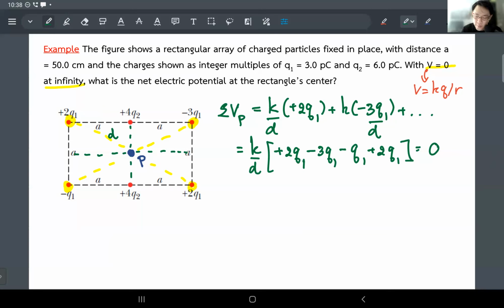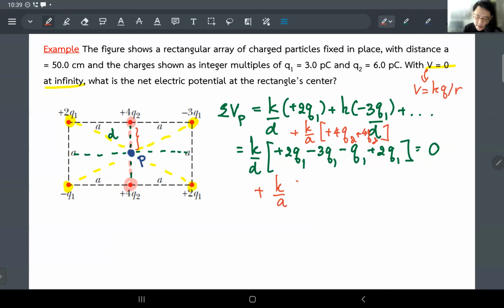But that's not all. You still have to add the contribution from the sides. So you have 2 more charges over here. And now you can see I'm probably not going to get cancellation because they're both positive 4q2. So what I can do here is add k over a, because the distance from those charges to point P is just a. And then you do the same thing. I can just sum these charges, so it's going to be 4q2 plus 4q2.